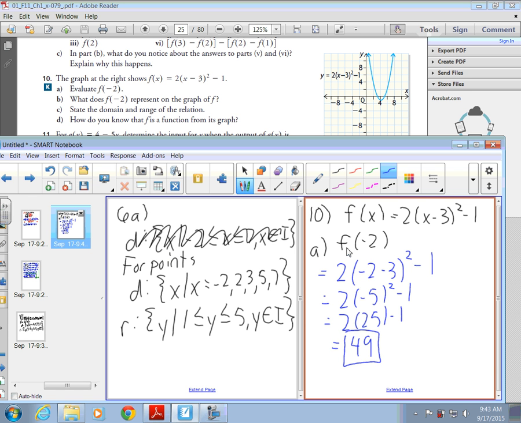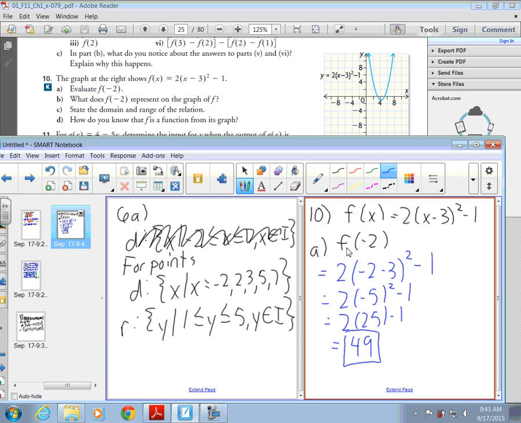What is f of negative 2? We already said that. State the domain and range of this function. Let's start with D, then we'll go back to C. How do you know that f is a function based on the graph? There's only one y value. Right on. You can do your vertical line test all the way along here. It never hits twice.